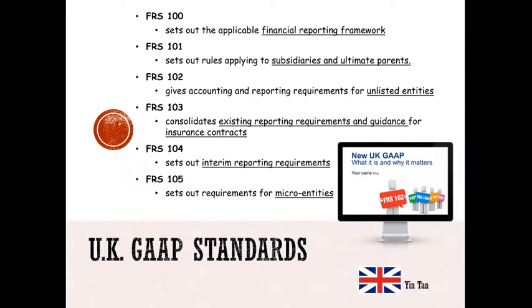FRS 102 gives accounting and reporting requirements for unlisted entities. FRS 103 consolidates existing reporting requirements and guidance for insurance contracts. FRS 104 sets out interim reporting requirements. And FRS 105 sets out requirements for micro-entities. It is based on FRS 102 and intended to satisfy legal requirements and to reflect the simpler nature and smaller size of micro-entities.